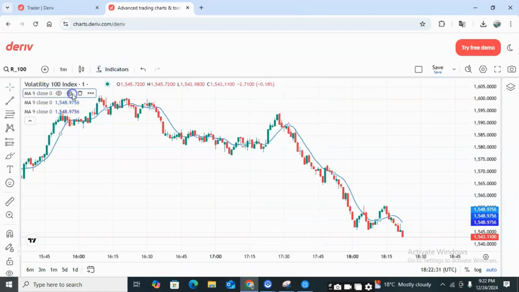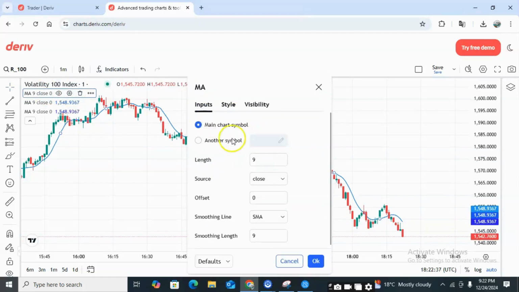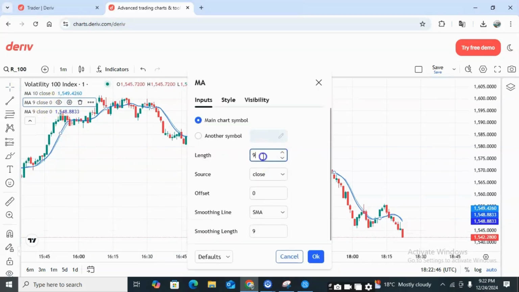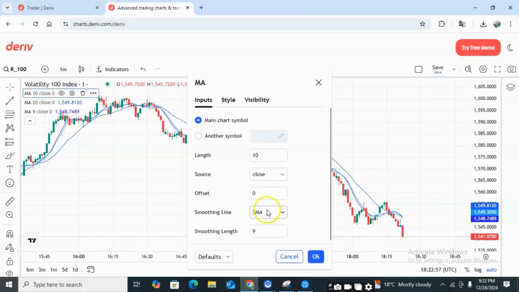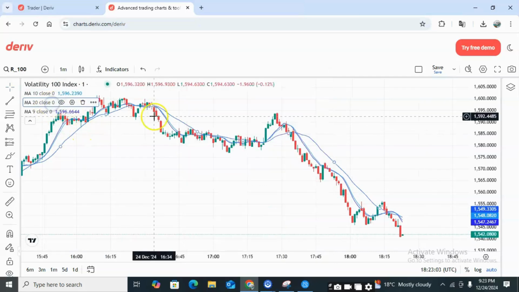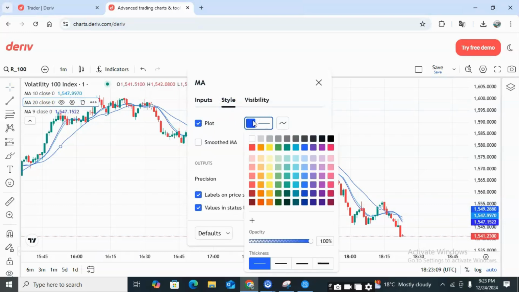For the first one, you need to come to the settings, and for the length we are going to use 10. For the color we are going to leave it at blue, but for the rest we are going to change. For this one we are going to use length 20. I forgot to change this one to exponential moving average, so let me change it to exponential moving average or EMA. For 20, let's change the color to red.